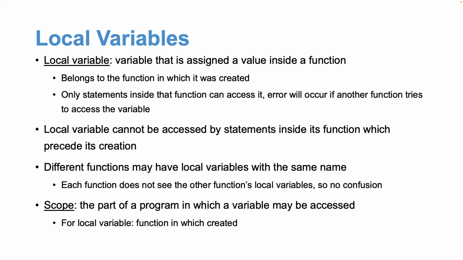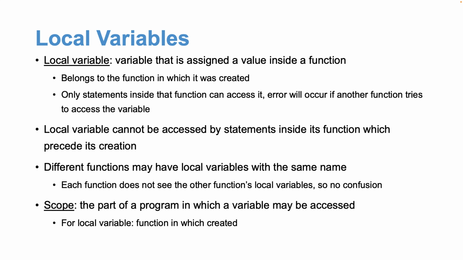Okay, so let's talk about local versus global variables in Python. A local variable is basically a variable that's created inside a function and cannot be accessed by statements that are outside of the function. Different functions can have their own local variables with the same name, because what's local is not going to be seen by functions that are outside of the scope of that function.